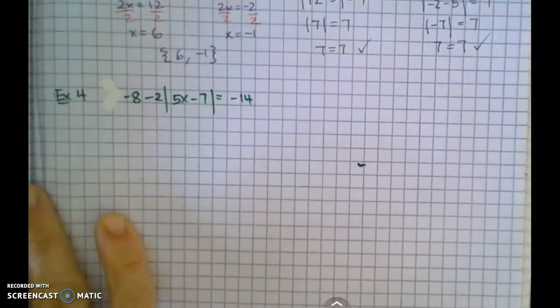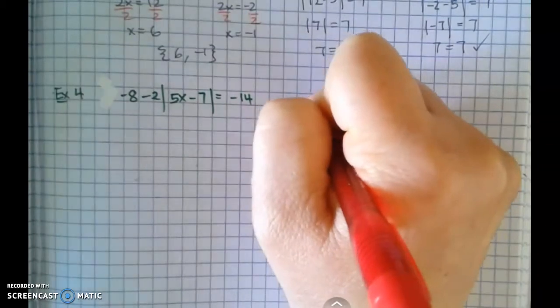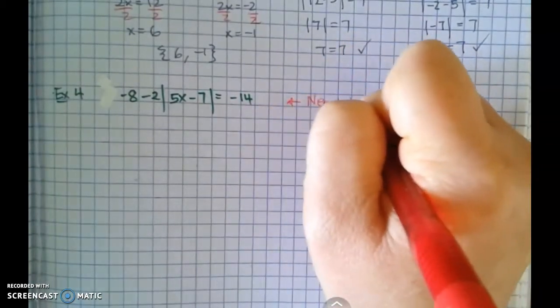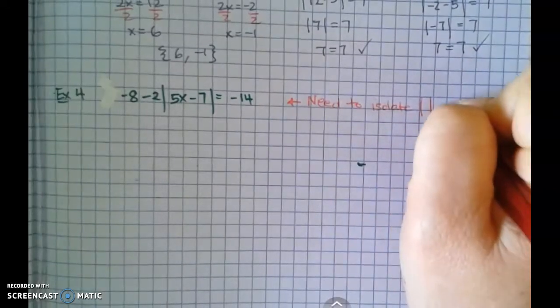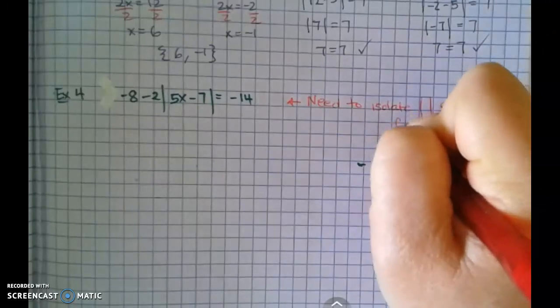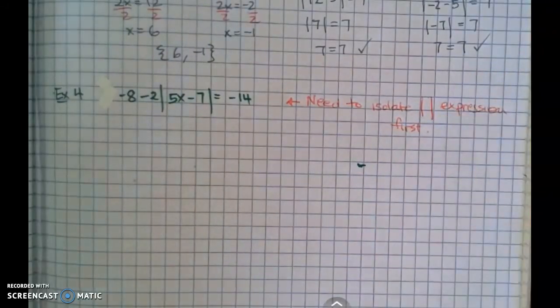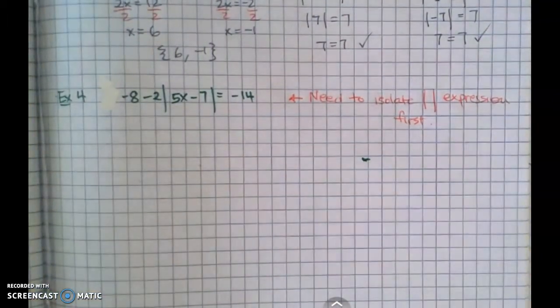So let me put this up. We need to isolate the absolute value expression first. Alright, so let's do that. How do we do that?